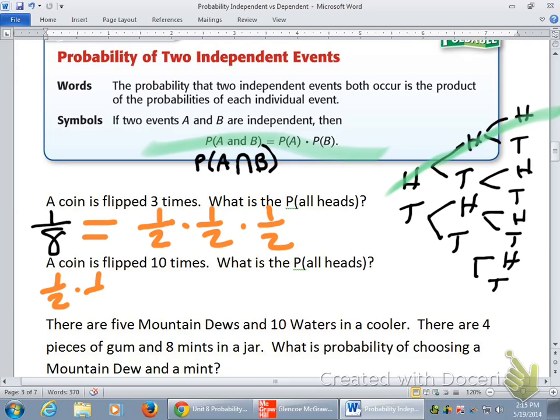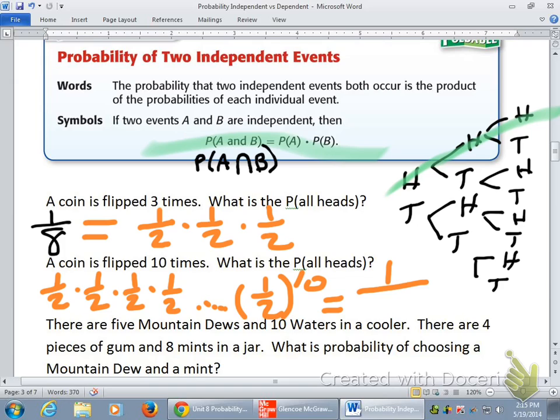The second one is 1 out of 2. The third one is 1 out of 2. The fourth one is 1 out of 2. And so on. How many times does that happen? 10 times. So it's going to be 1/2 to the 10th power. But that 10th power really comes from multiplying over and over and over again. And what does that give me? 1 over, I think it's 1024.